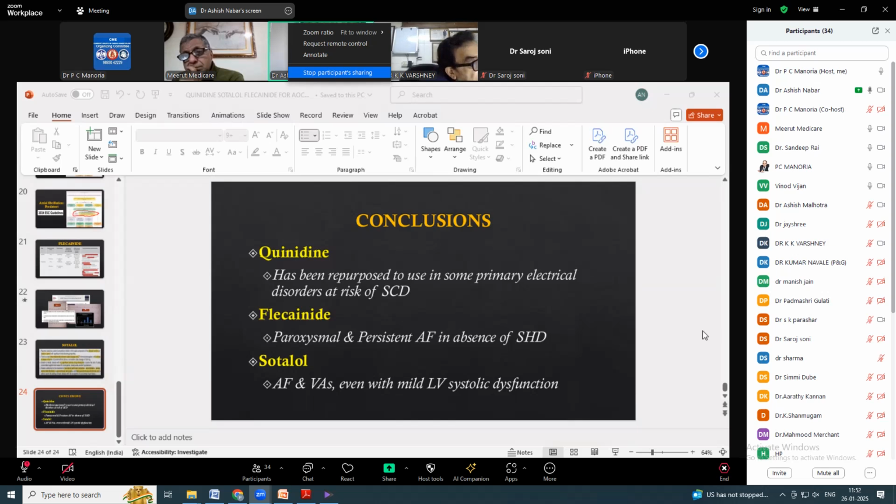Essentially, they are similar, except one fact that propafenone has a little more beta blocking action also.